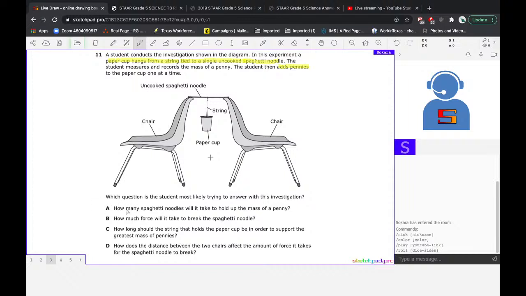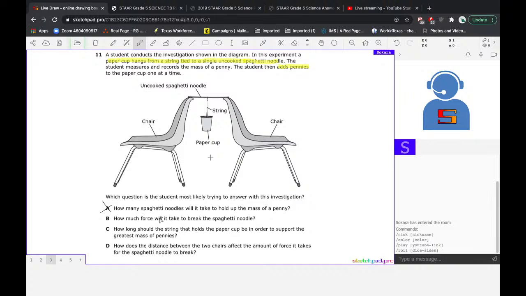Answer choice A is saying, how many spaghetti noodles will it take to hold up the mass of the penny? Will this work? Well, we only have one spaghetti noodle, and since the student isn't adding spaghetti noodles, he's not actually testing how many it would take to hold up the penny. Because of that, option A is incorrect, since they only have one single spaghetti noodle, as we highlighted here.